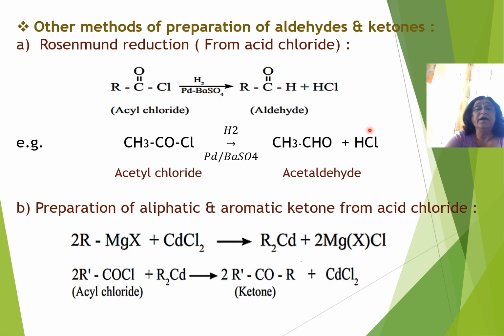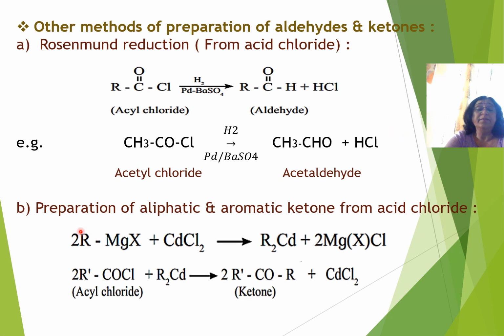Then another method of preparation of aldehydes is Rosenmund's reduction. Rosenmund's reaction, what happens, children? Acyl chloride gets converted to aldehyde. So acyl chloride is reacted with hydrogen. Hydrogen gas is passed into acyl chloride in the presence of palladium and barium sulfate, and you get aldehyde plus HCl. Clear? So if acetyl chloride is taken and hydrogen gas is passed in the presence of palladium and barium sulfate, you get acetaldehyde plus HCl.